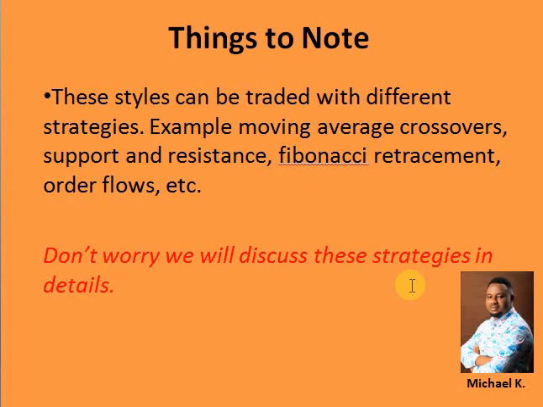Now, before I go, there are things you need to take note of. Now, these styles can be traded with different strategies. Example, moving average crossovers, support and resistance, Fibonacci retracement, order flows, etc. So what this means is that the 5 different styles, you can trade it with different strategies. So we will discuss these strategies in details as we go on in the course.